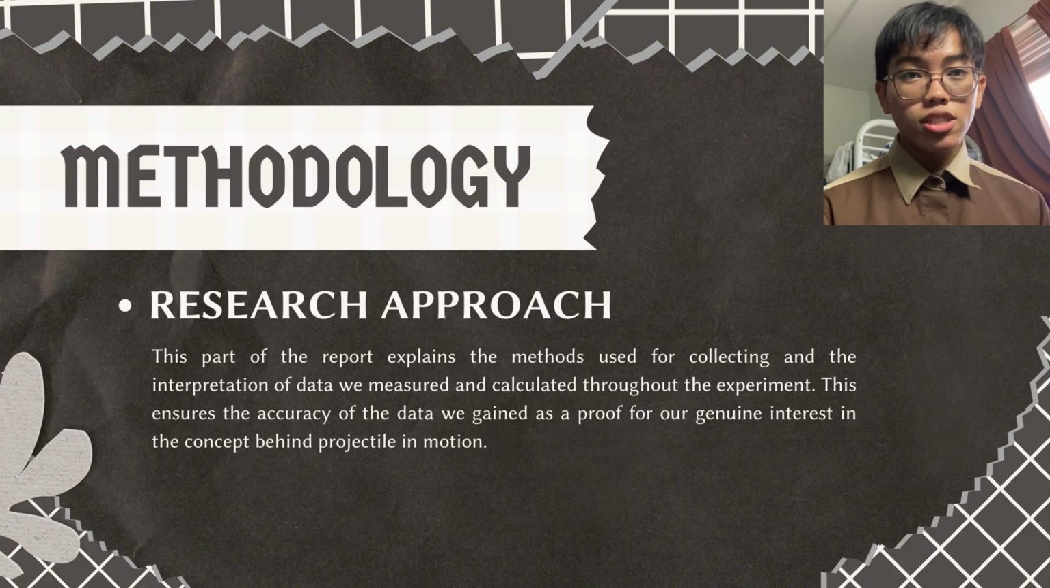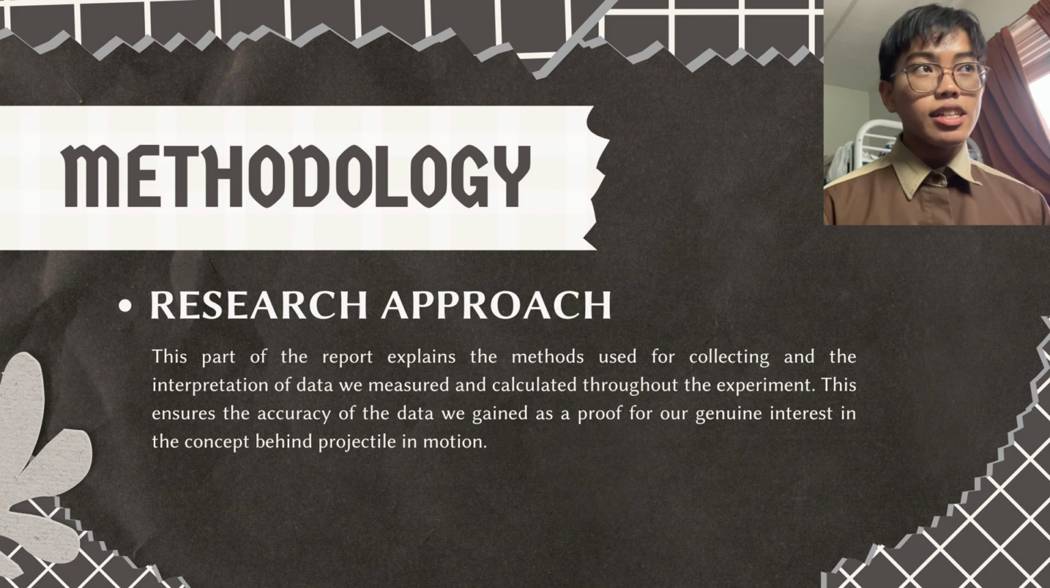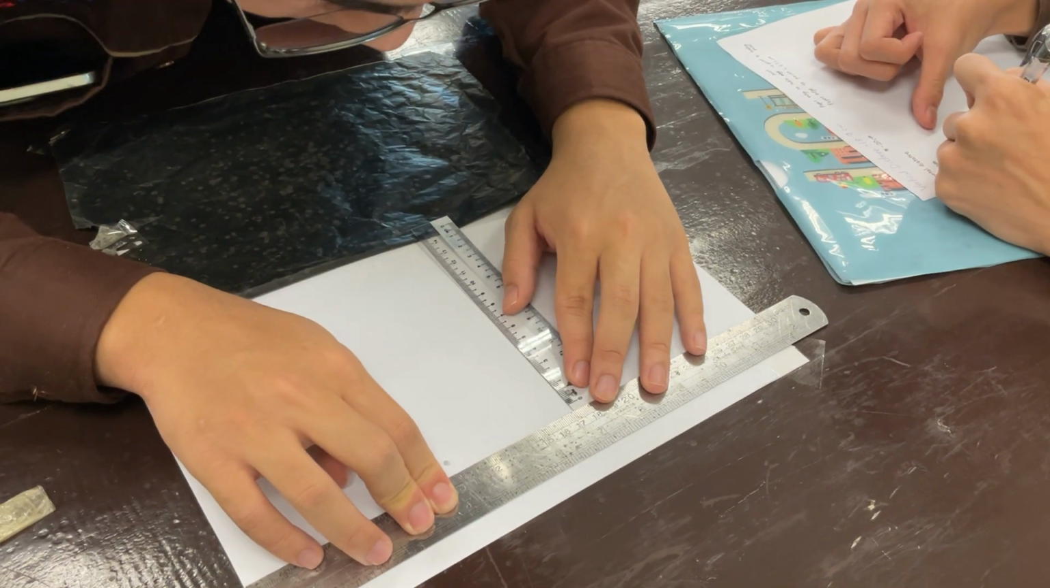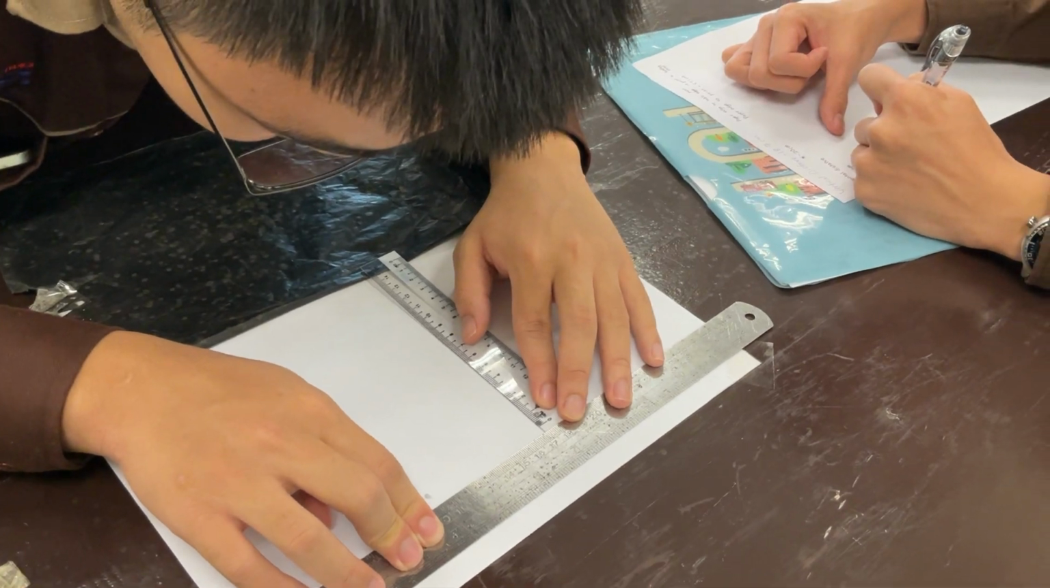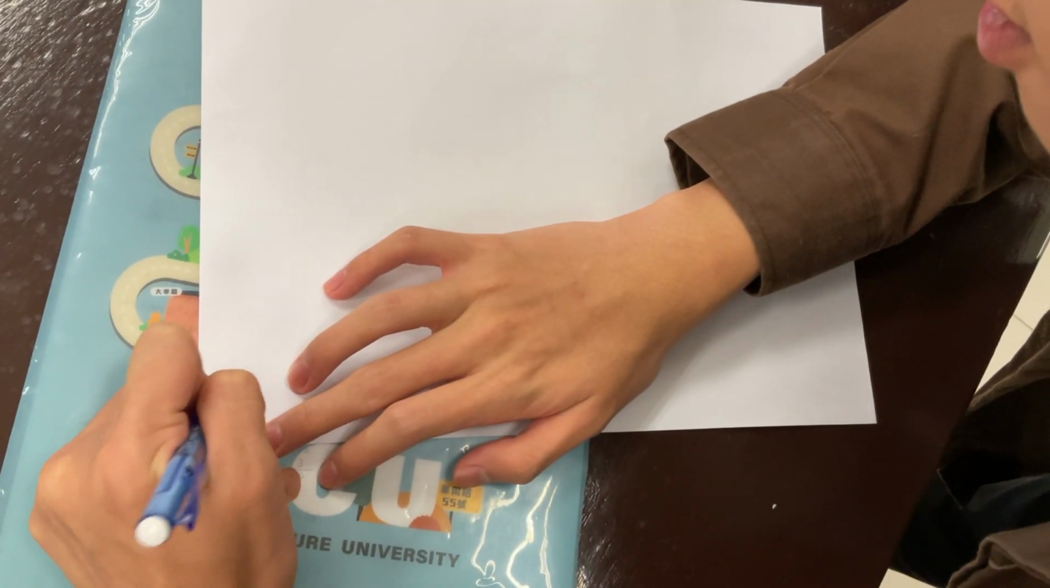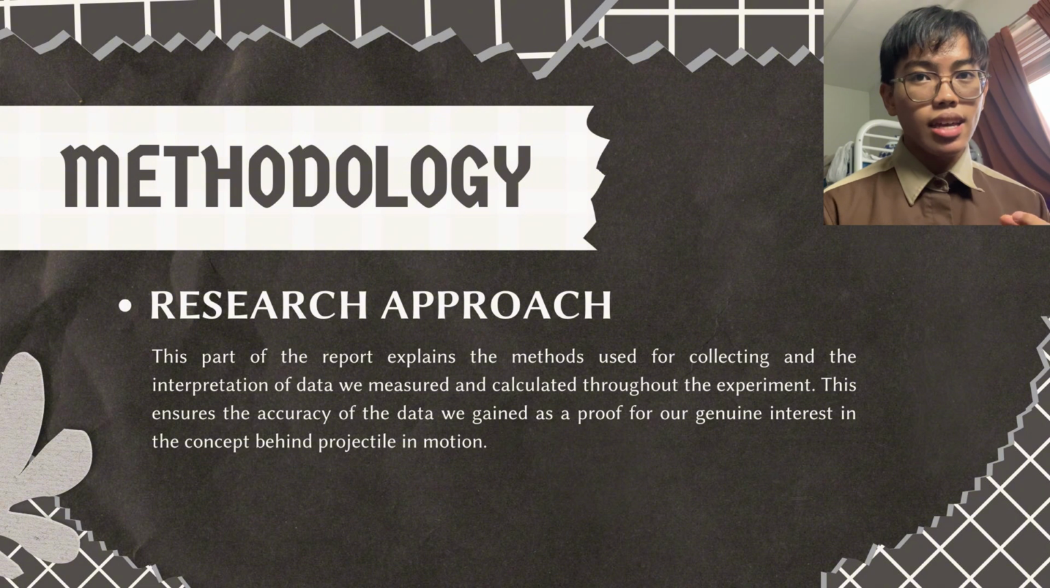Now, I'll walk us through the methodology for our experiment, which is the approach we use for this research. This part of the report explains the method used for collecting and interpreting the data we measured and calculated throughout the experiment. This ensures the accuracy of the data we gain, as proof of our genuine interest in the concept behind projectile motion.